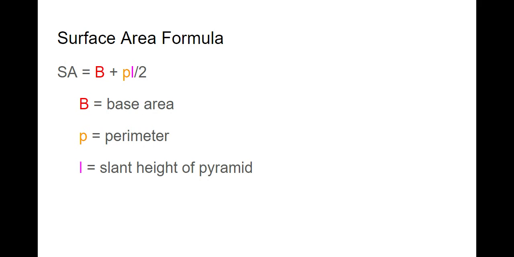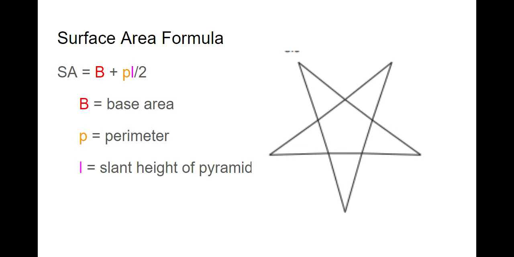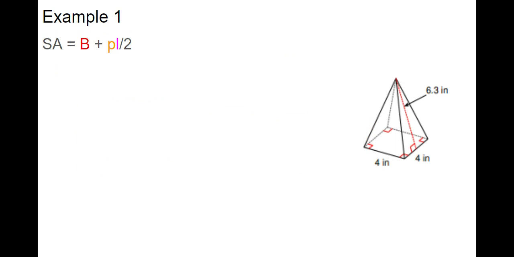So this is the one we're going to use. Okay, so B equals the P times L divided by 2. And again, the B is the base area and the perimeter is all the distance around. And then we have the slant height, which was the height of the triangle. It's the same thing. Okay, so let's go ahead and try an example.